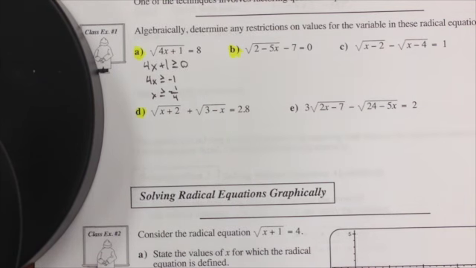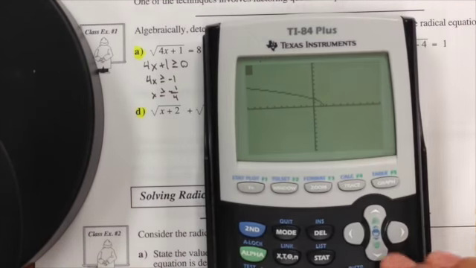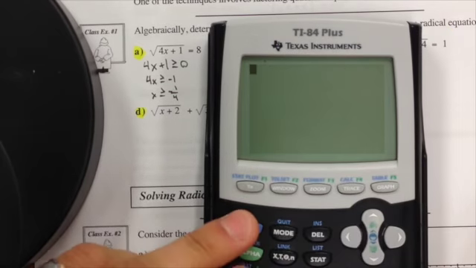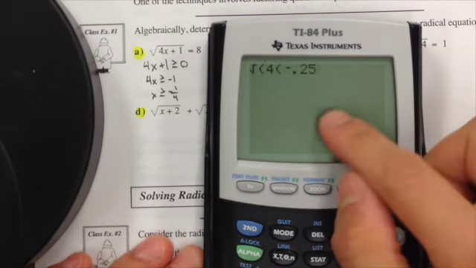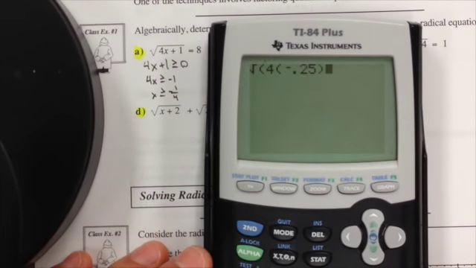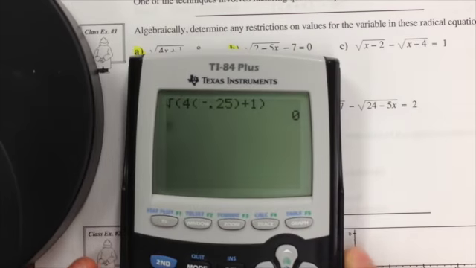All right? And so one way you could check to see if this is a value that actually makes sense is you can put it into your calculator. So 4 times negative 0.25, or negative 1/4, plus 1 is equal to 0. So it checks out.